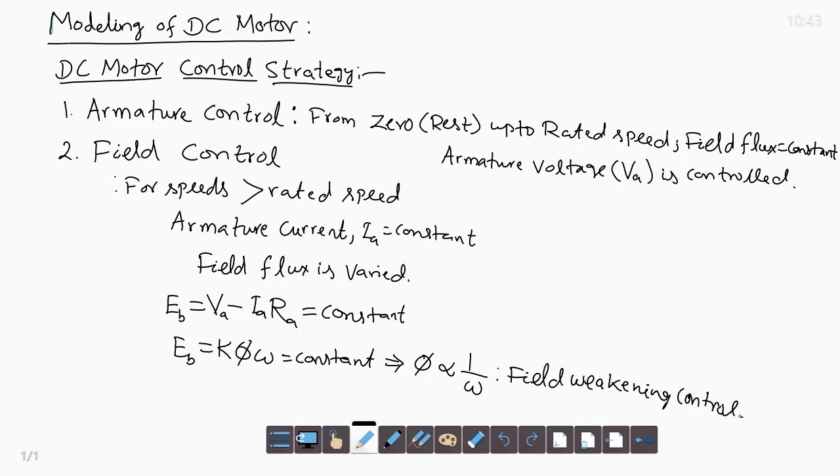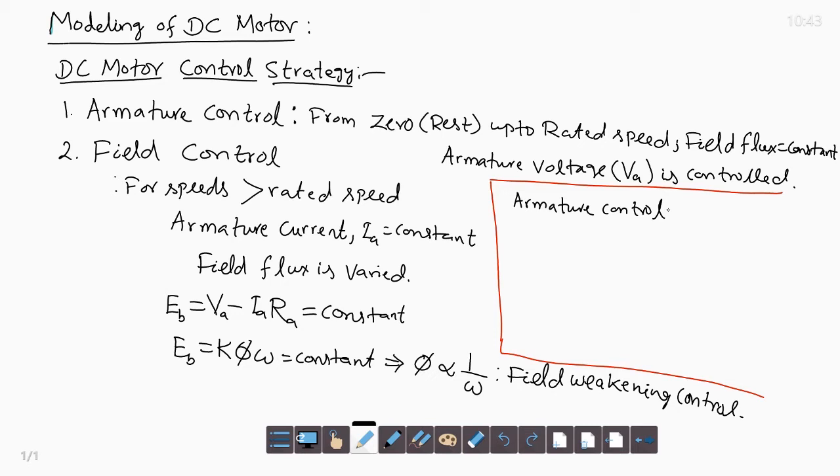That means field flux is reduced to achieve higher speeds. So flux is inversely proportional to speed. So this is the field control. You can also further prove that armature control, where the field flux is maintained constant, is suitable for constant torque drive. It gives a constant torque drive.